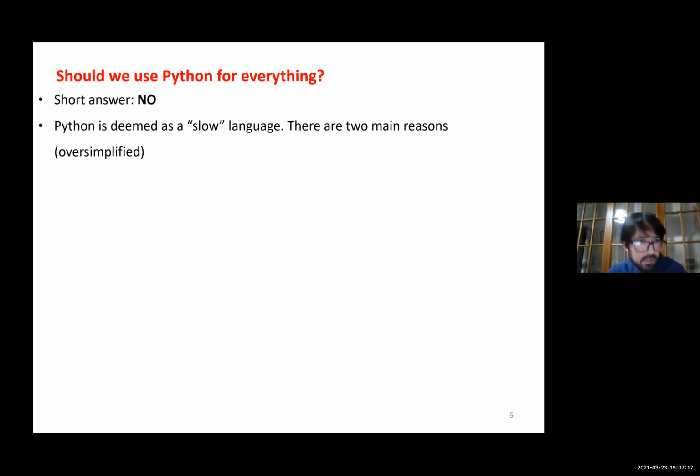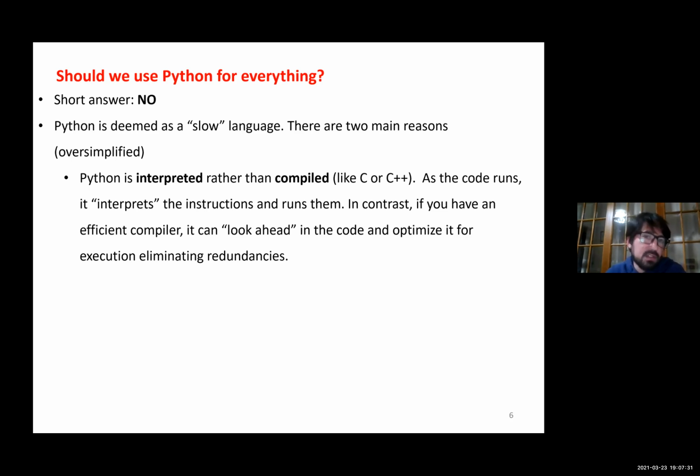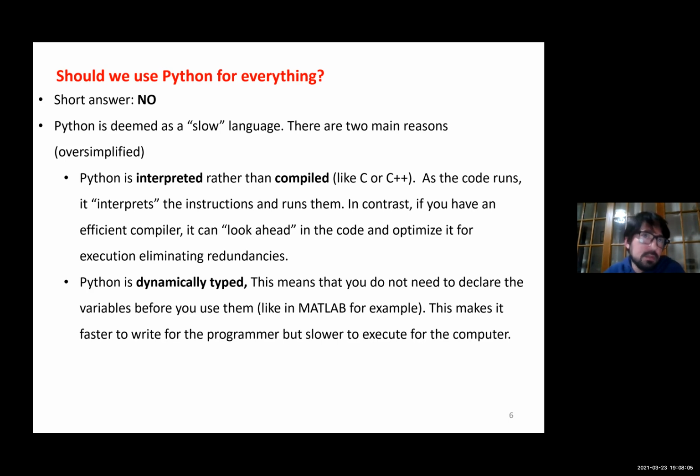And there are two main reasons, which I'm going to be explaining in an oversimplified fashion. Of course, there are more strong arguments to say this, but the first one is that Python is an interpreted language rather than compiled. For example, C or C++ are compiled languages. So what happens is that as the code is running, it interprets the instructions and runs them at the same time. In contrast, if you have an efficient compiler, it can just analyze your code and optimize it to execute, removing things like redundancies or double calls. So having a compiler is in general more efficient in terms of computation time.